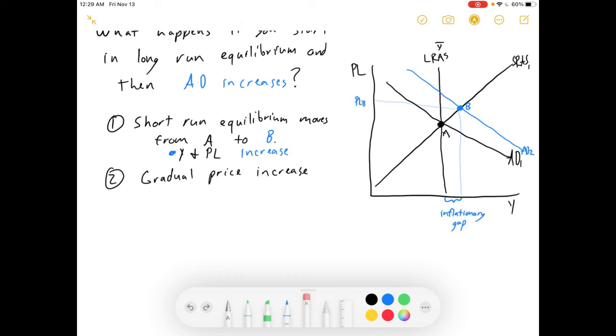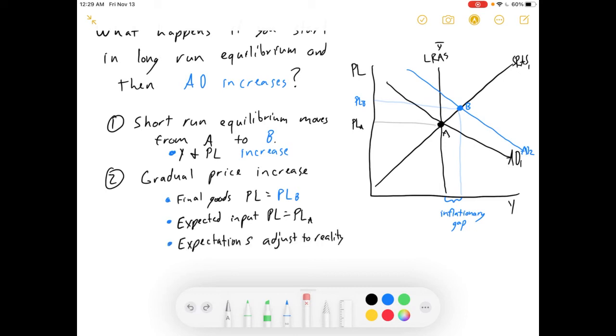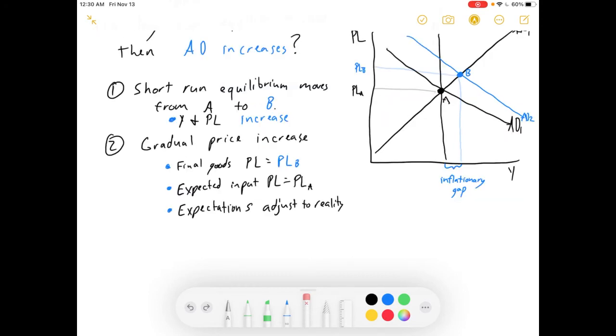Where does it come from? Well, it comes from the fact that our actual price level at B, which measures the price of final goods and services, is different and higher than the price level at point A, which is our expected input price level. Our expectations are going to adjust to reality, and the reality is that our expectations at price level A are less than the actual prices at price level B. And so as prices are allowed to adjust, firms will start raising wages and prices.